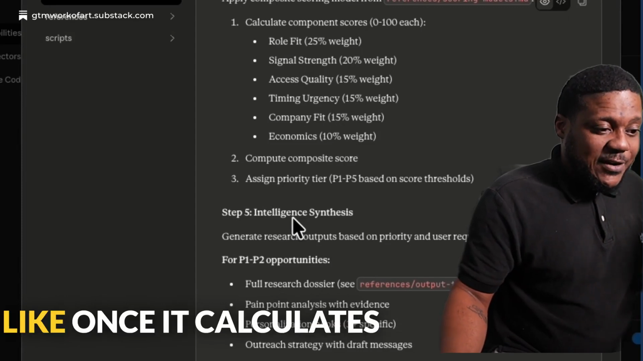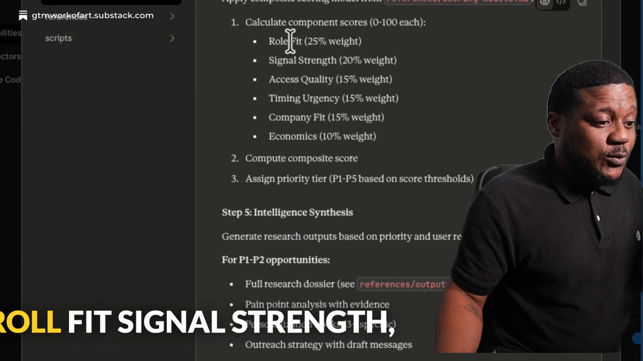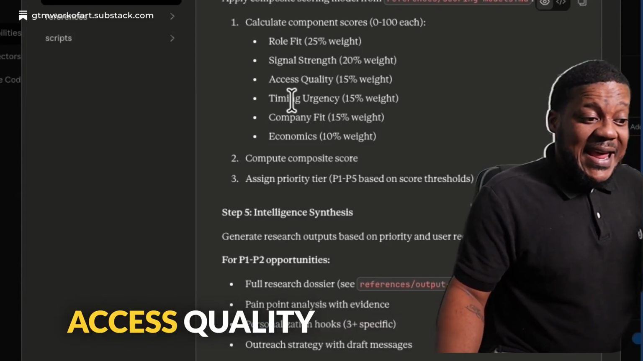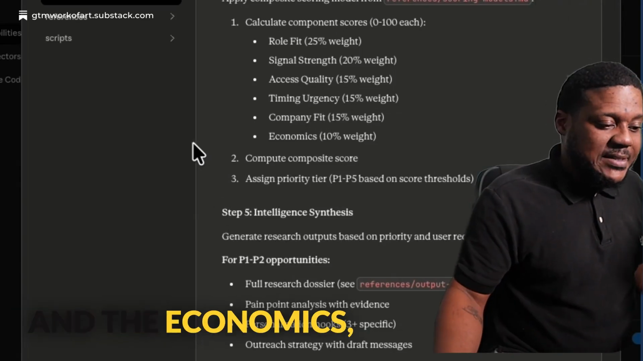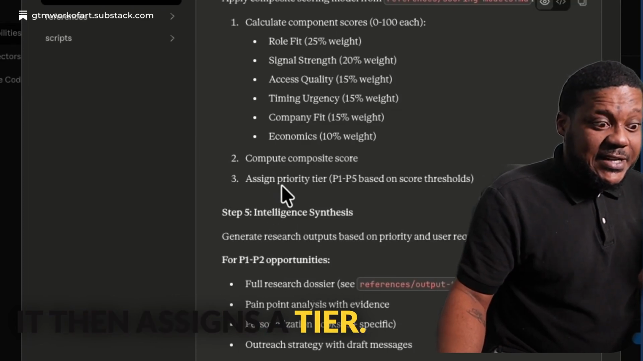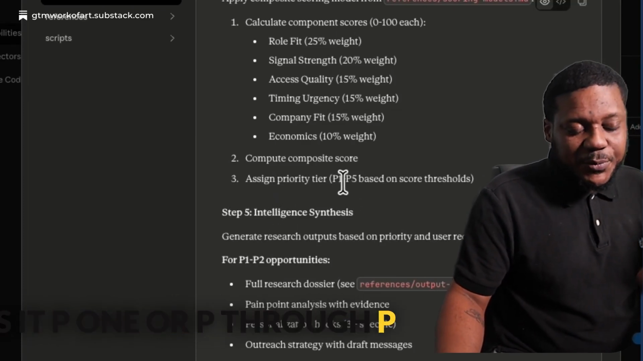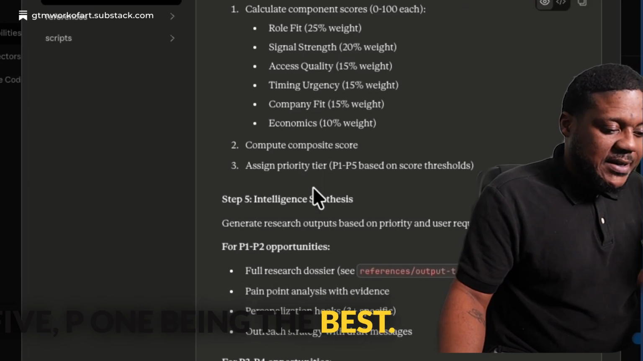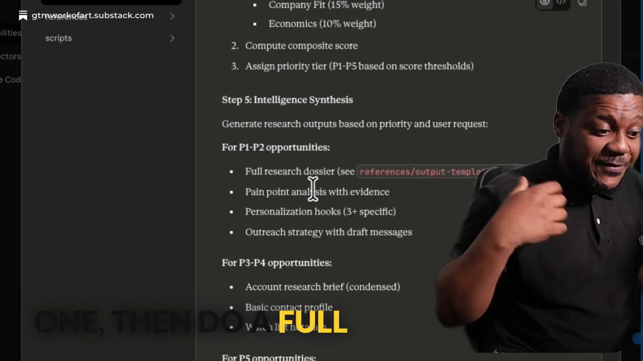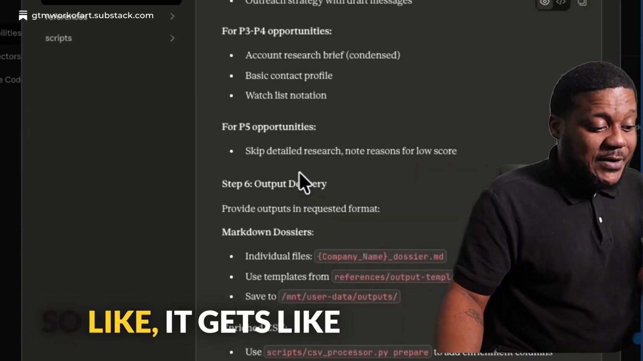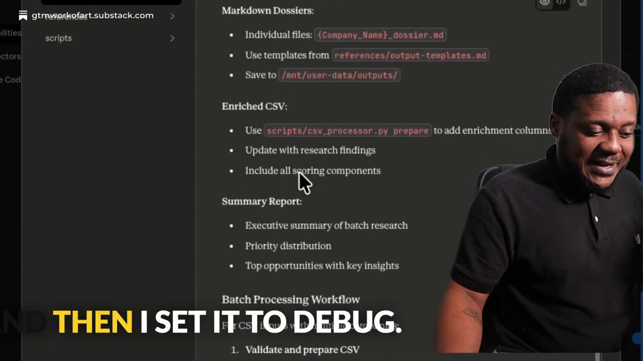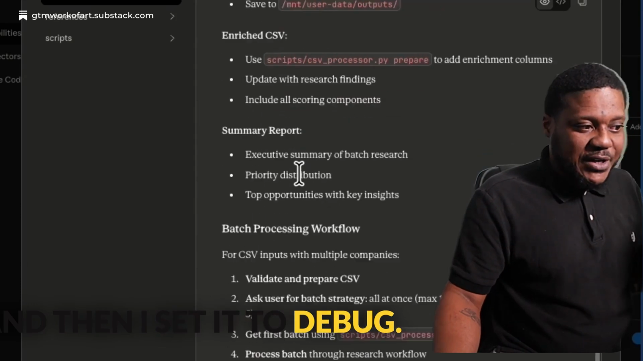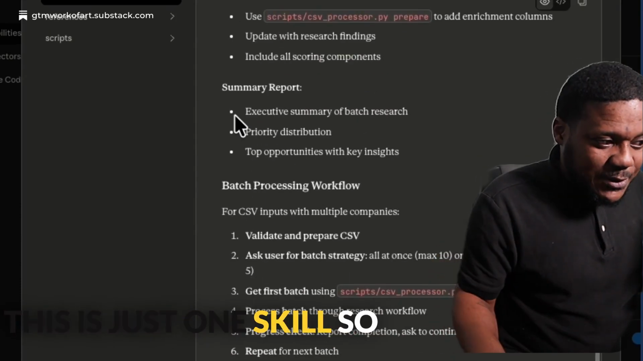And then from there, once it calculates role fit, signal strength, access quality, urgency, company fit, and the economics, it then assigns a tier. Is it P1 or P2 through P5? P1 being the best. If it meets the P1, then do a full research dossier. So it gets really, really in depth. And then I set it to debug. This is just one skill.